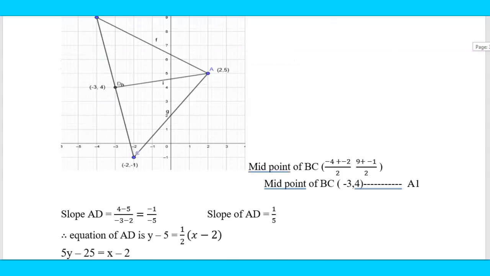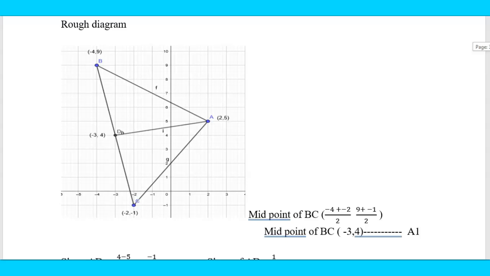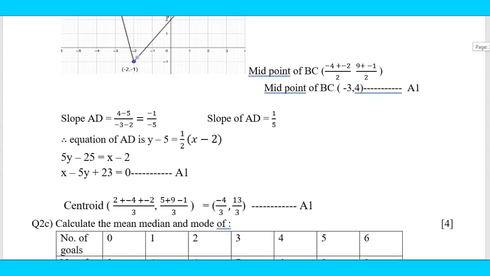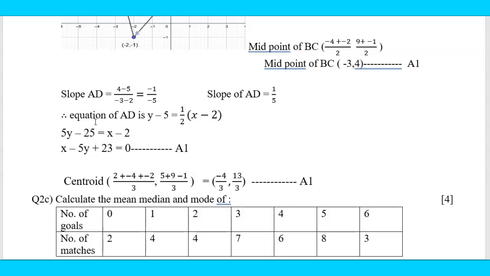then you will get 1 mark. After that, if you use slope of AD, and if you found the equation correctly, you'll get 1 mark. And finding the centroid using centroid formula, x1 plus x2 plus x3 upon 3, y1 plus y2 plus y3 upon 3. If you get both the coordinates correct, then you will get 1 more mark.